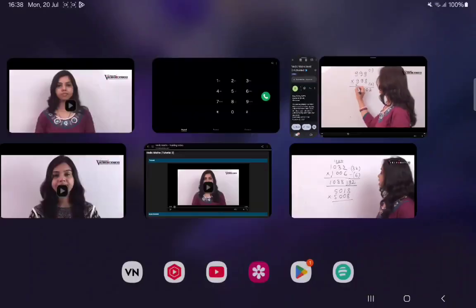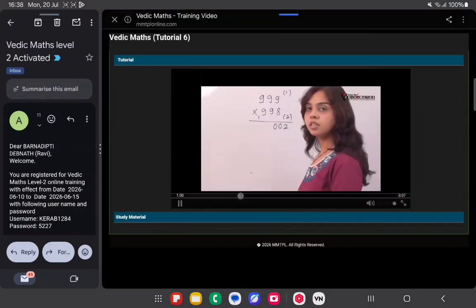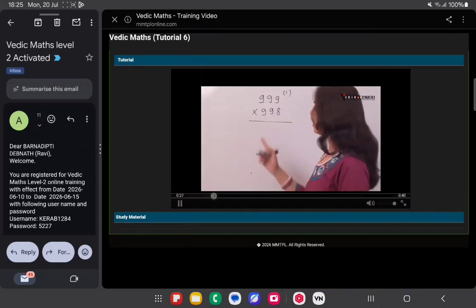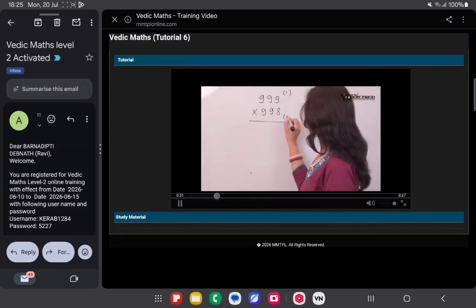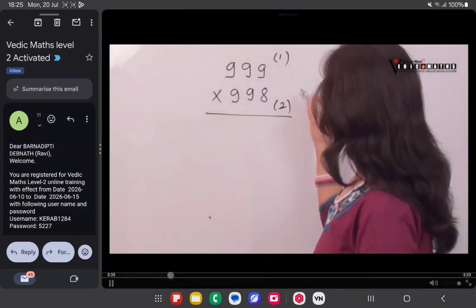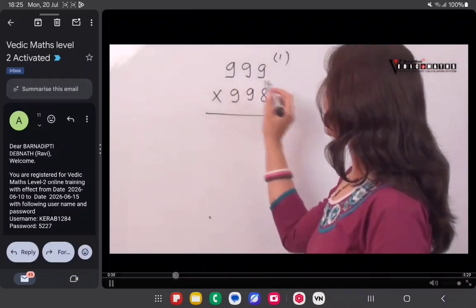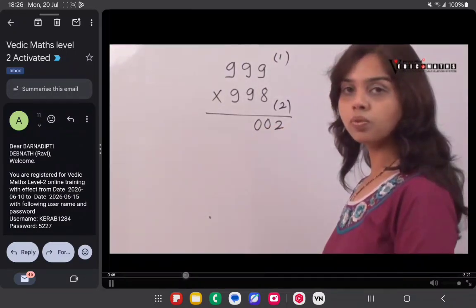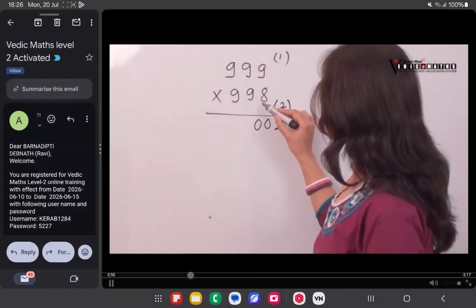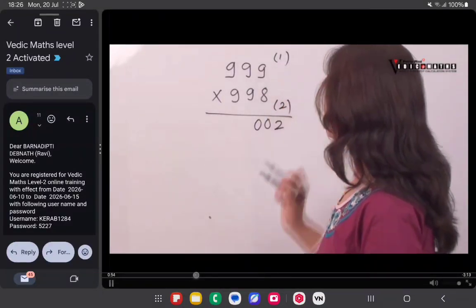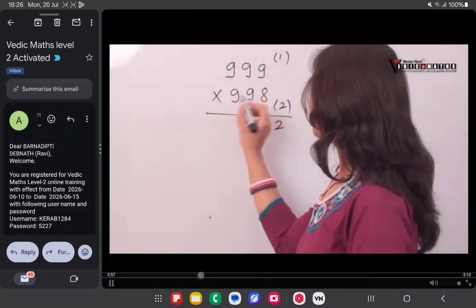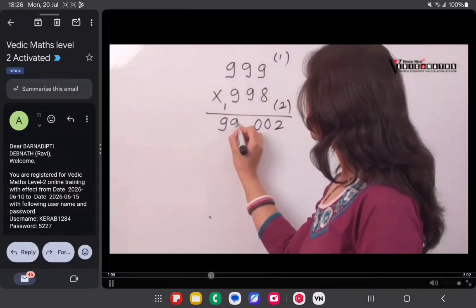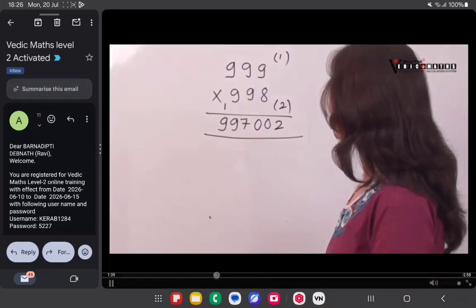And base of 999 and 998 is 1000. Then 997 into 1 is 997. So our answer is 997002.